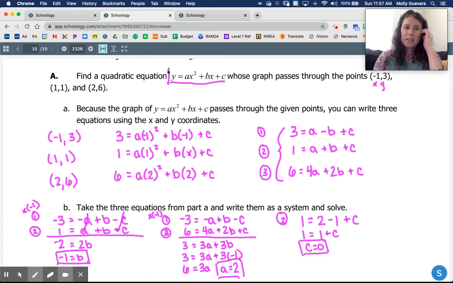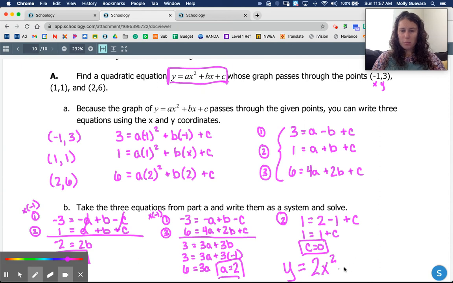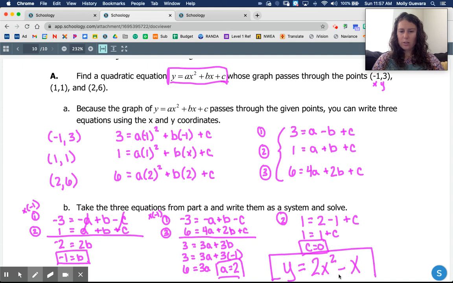So now I'm going to plug my values into this equation, right? Y equals ax squared, so 2x squared, plus bx, well, b is -1, so minus x, and then plus c, but c is 0. So there is the quadratic equation that goes through all three of those points. So it's just solving, right? It's just the same thing. You're just finding your values for A, B, and C, and then once you have those, you're just plugging it into the equation.